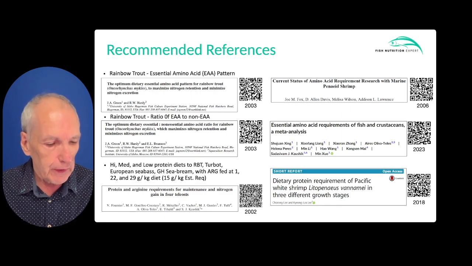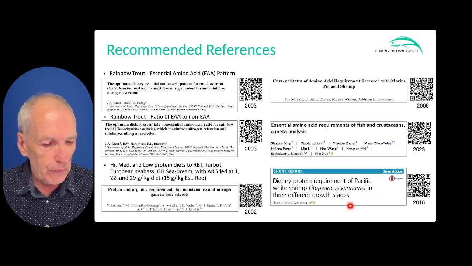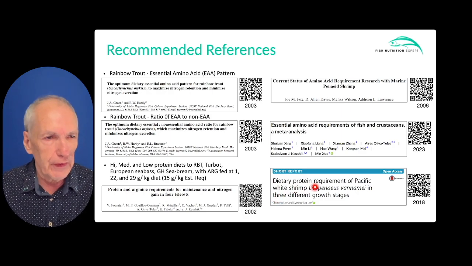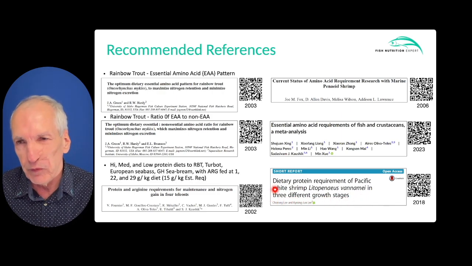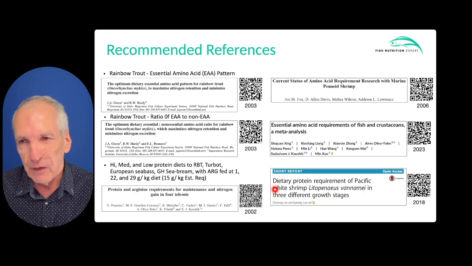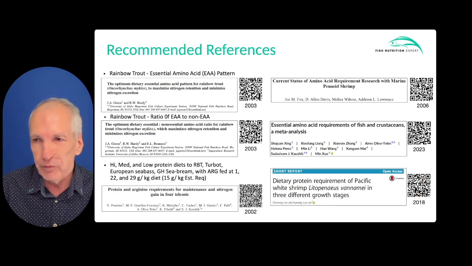And then finally, I have here the dietary protein requirement of Pacific white shrimp in 3 different growth stages. What I find interesting about this is that if we talk about different growth stages, we're talking about different requirements in terms of daily intake per weight gain per day. And so this is a good paper to look at to understand this concept better. This paper is from 2018, and you can find it and download it from there.